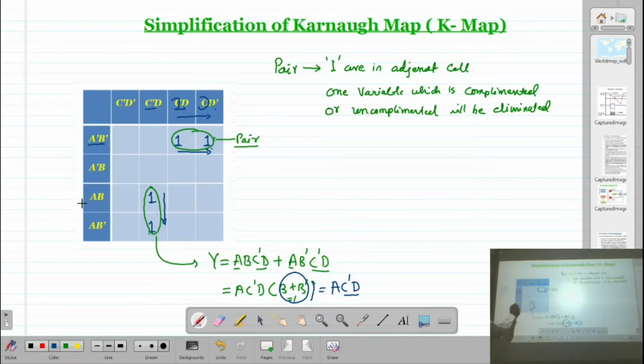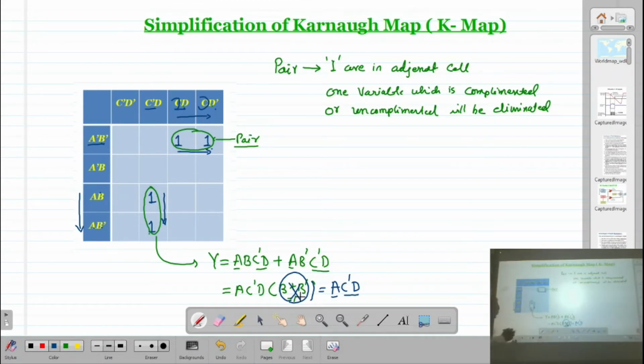Now here if you see that when we are moving from AB to AB prime, A is remaining constant, is not changing, that variable is here, but the B is going to be complemented, and that's why the B is going to be eliminated from this expression. So what is the rule? That whenever you find a pair in a Karnaugh map, then one of the variables is eliminated, and the variable which is going to be complemented or uncomplemented is going to be eliminated.